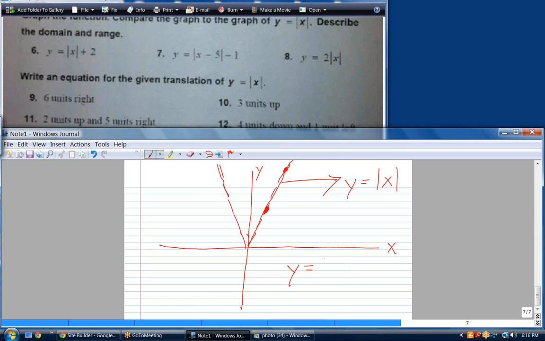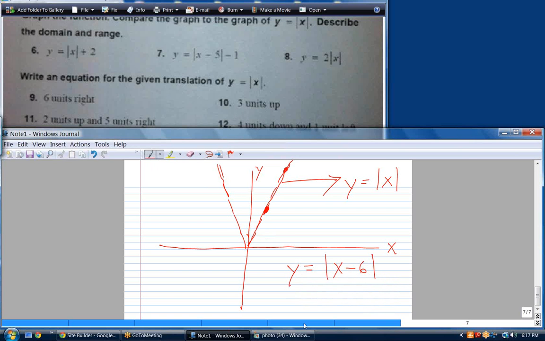Y equals absolute value. X minus 5. 6 units to the right. Oh, x minus 6. And that's inside the absolute value sign, like that. In other words, if I were to write it this way, that 6 would be a vertical shift down. You see why? So we have to write it that way there.